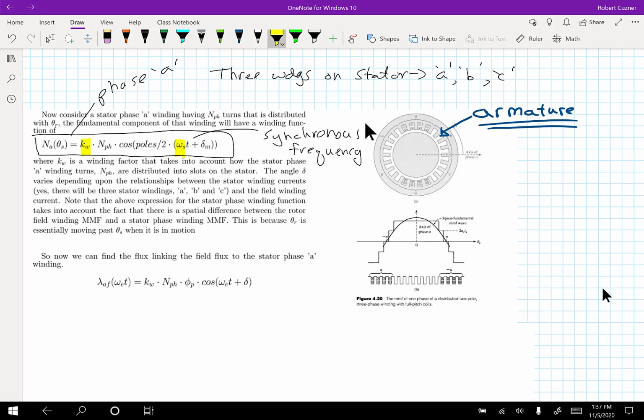The winding has a winding factor which includes both pitch and distribution. It has total number of turns per phase. It has pole pairs. And I'm also going to introduce at this time, because it is an armature winding, a del angle, which you guessed is going to be associated with mechanical torque. And really, I'm reflecting all of these things simply using a winding function.